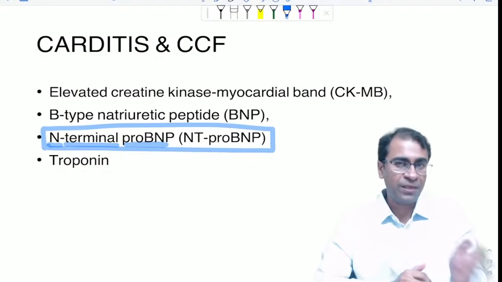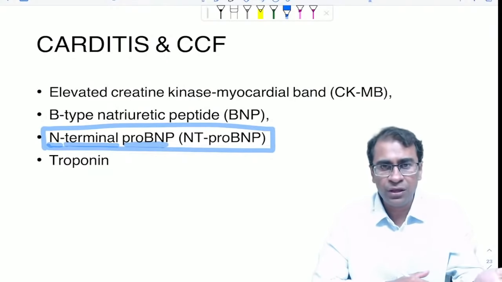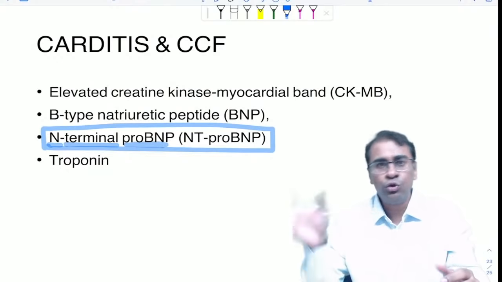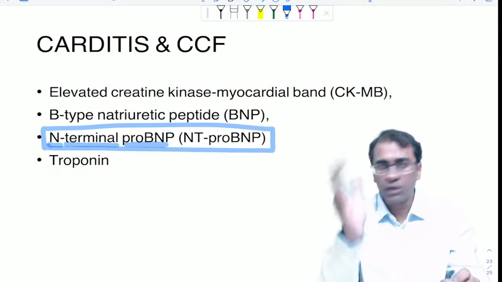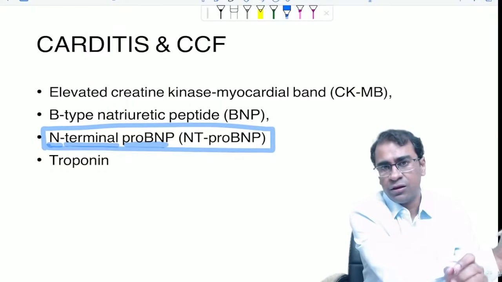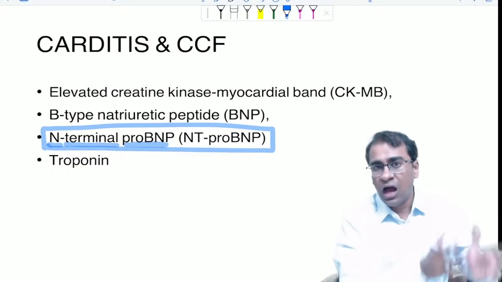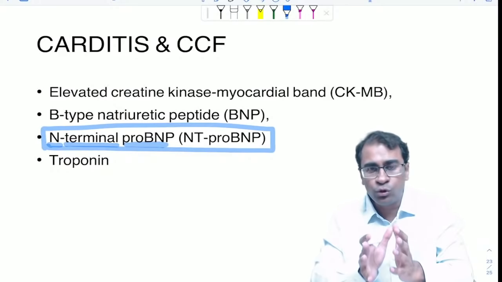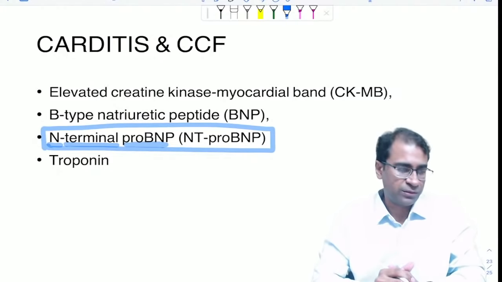So suppose a patient comes to the emergency, he has supposedly a dyspnea. You are thinking about COVID-19 infection. You do a proBNP and the proBNP is high. You think towards a patient having congestive cardiac failure. So you should understand the basic implications of these markers. A high proBNP will take you towards congestive cardiac failure, maybe not in a case of COVID infection.